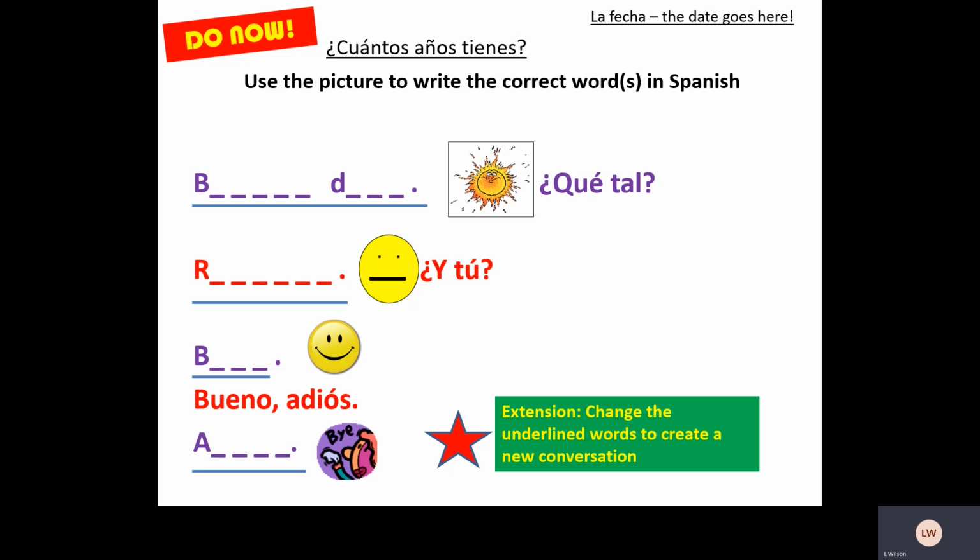Ok, para do now, hoy, vamos a escribir las palabras correctas que faltan. So we're going to write the missing words here correctly on our sheet. If you need to use the words we've learned in previous lessons to help, please do so. 2 minutos.